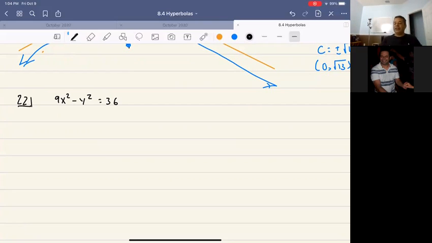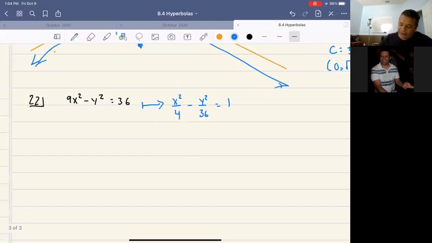Okay, the first thing we're going to do here, give me just a second. Sorry, I'm back. First thing we're going to do, just like with the ellipse, we're going to go ahead and put it in the right form. So we're going to divide everything by this 36. Dividing everything by 36, we get x squared over 4 minus y squared over 36 equals 1. Now we can start drawing this thing.